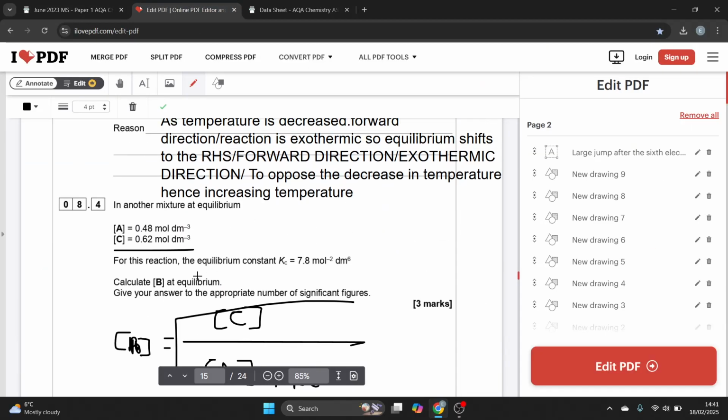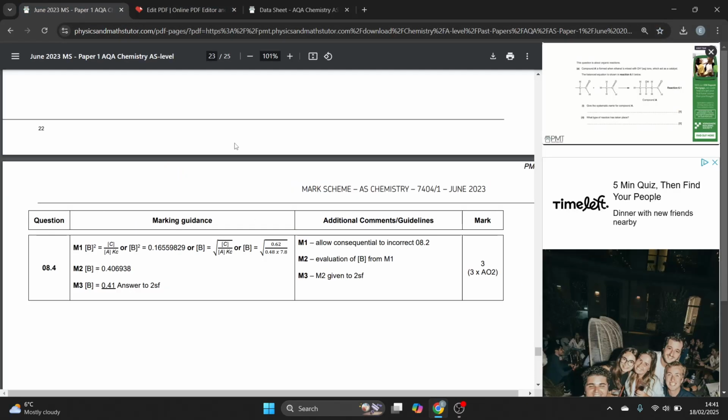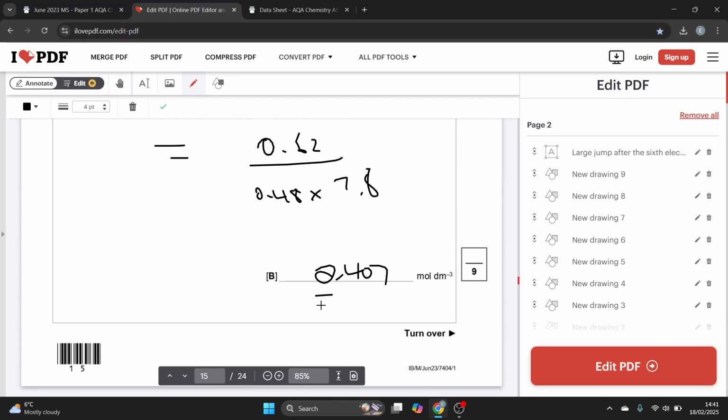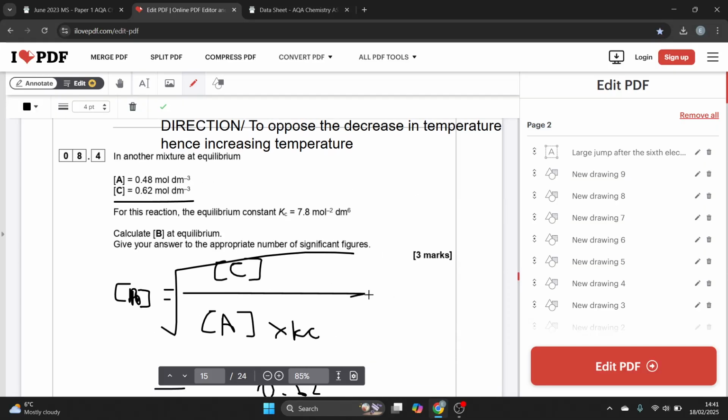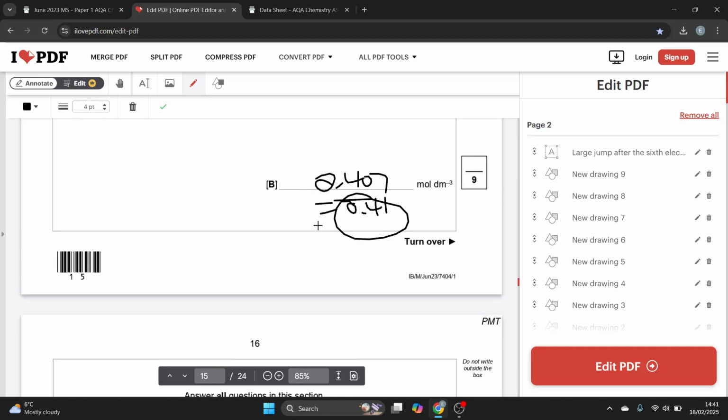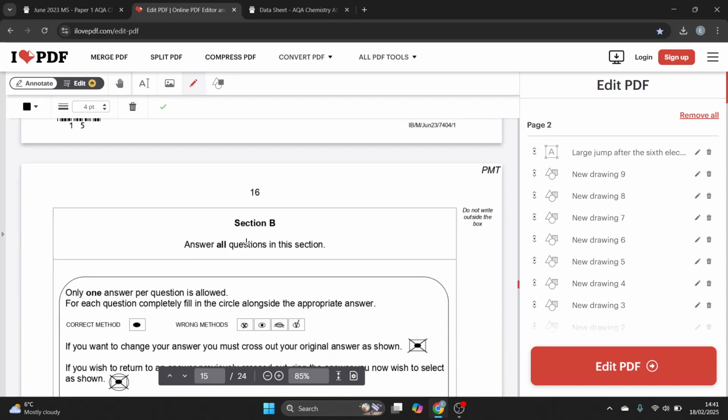Oh, did it say to an appropriate number of figures? Then I wouldn't get the final mark, which is a shame. So therefore 0.41. I didn't read the question properly, but yeah, very simple though. Rearrange it, substitute values in, you get B, but then remember to give it to 2 significant figures. And that is the end of section 8.